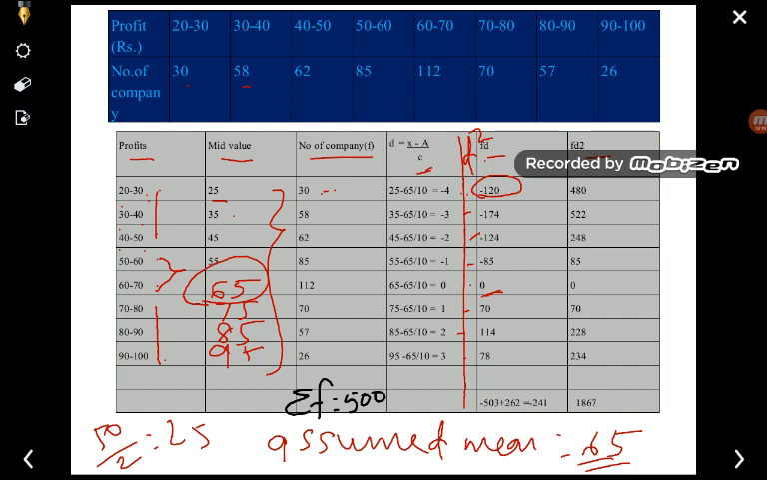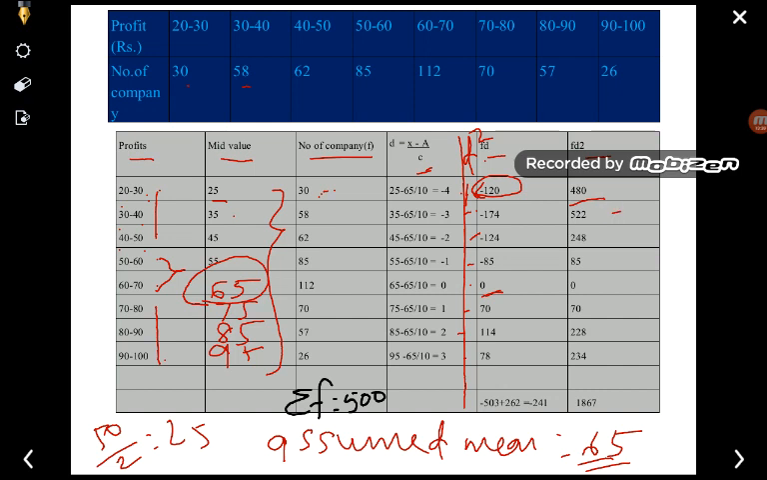So what is the D over here? It is minus 4. And what is D square? That is equal to 16. So 16 into 30 will give you 480. Similarly, for F into D square, whatever you get, you will get this data.